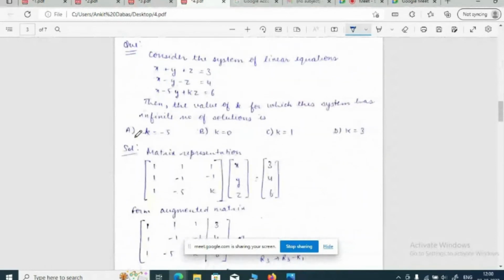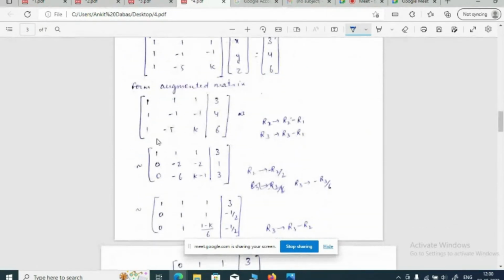Next, we are given a system of linear equations. x plus y plus z is 3. Here we have an unknown k. So the value of k for which this system has infinite number of solutions. Because this is non-homogeneous, we cannot use the method of determinants. So we will use the row reduced form. Form the augmented matrix for this system.